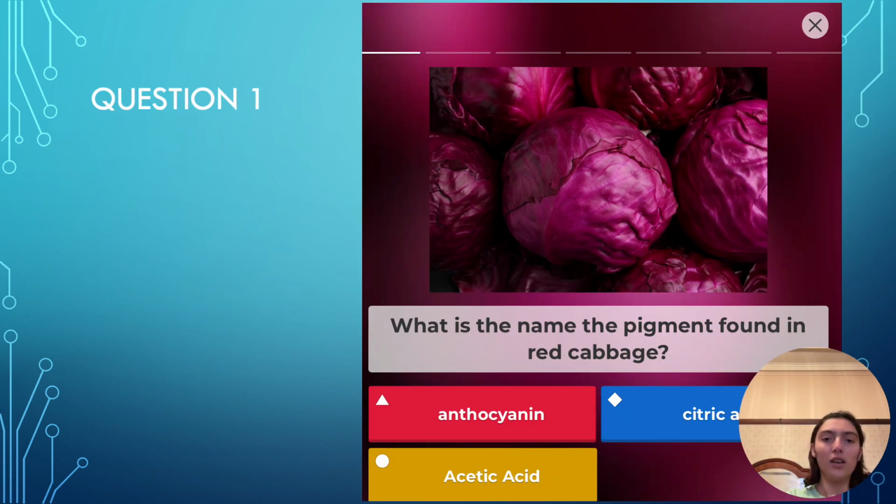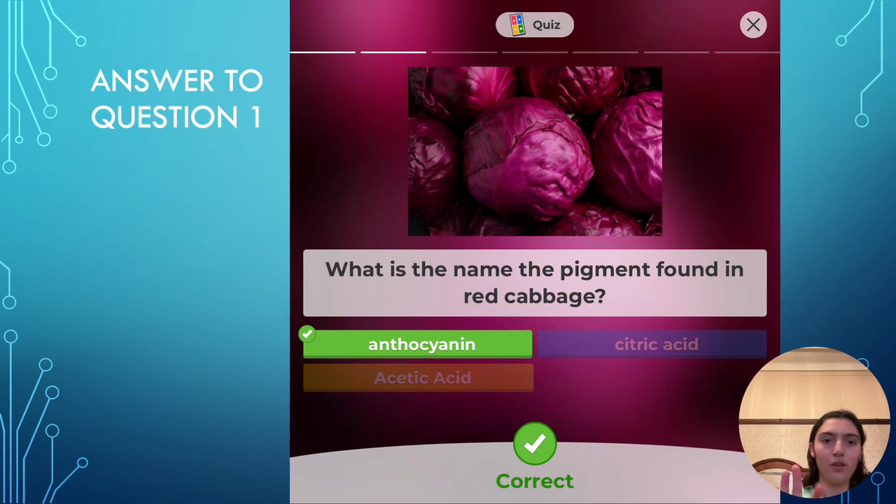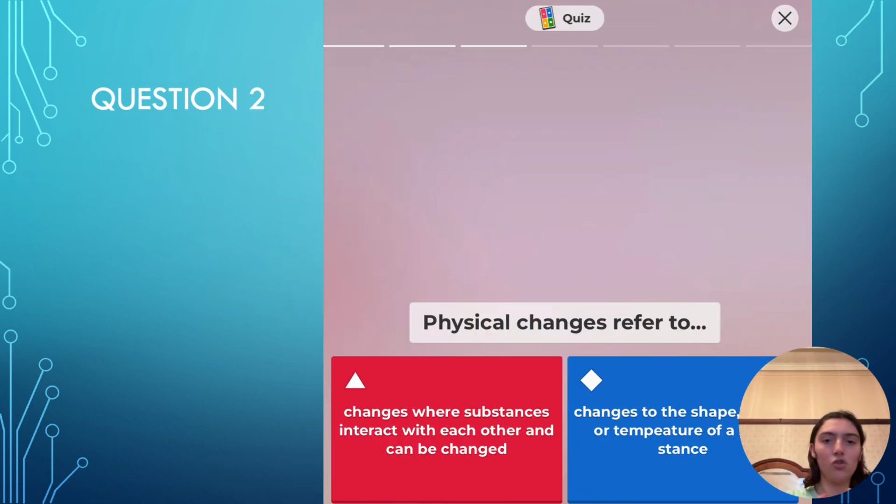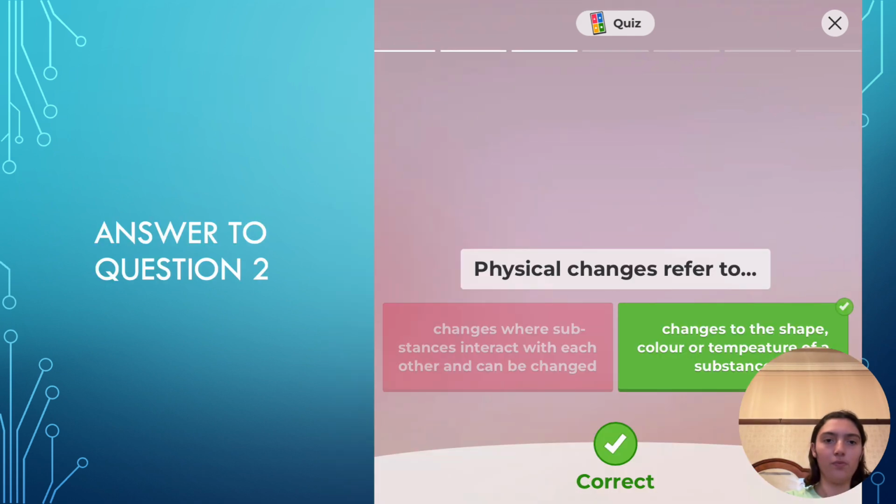Question 1. What is the name of the red pigment found in red cabbage? Anthocyanin, citric acid, or acetic acid? The answer is anthocyanin. Physical changes refer to changes where substances interact with each other and can be changed, or changes to the shape, color, or temperature of a substance. The answer is changes to the shape, color, or temperature of a substance.